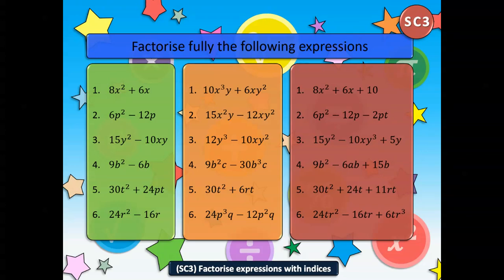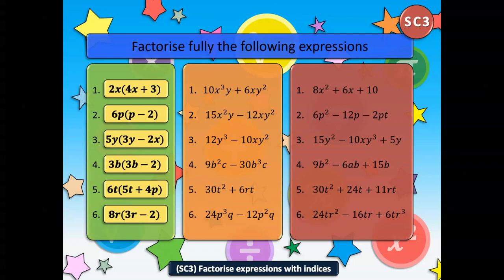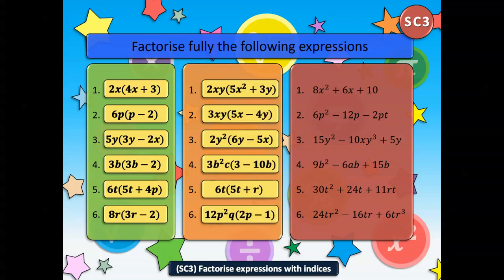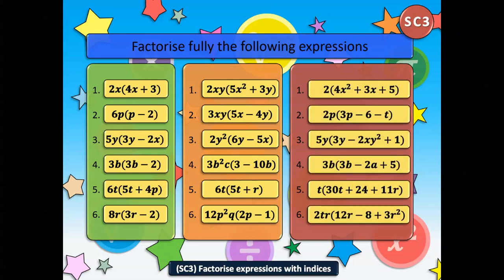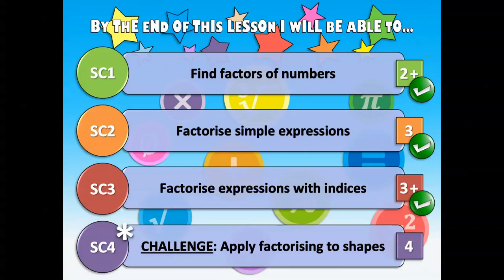Here's some questions for you to have a go at. Pause the video, and when you're ready to mark your work, press play. Here are your answers. So there's your green answers. There's your amber answers. And there's your red answers. And now we've completed success criteria 3. So now we're going to move on to number 4, and this is to apply factorising to shapes.